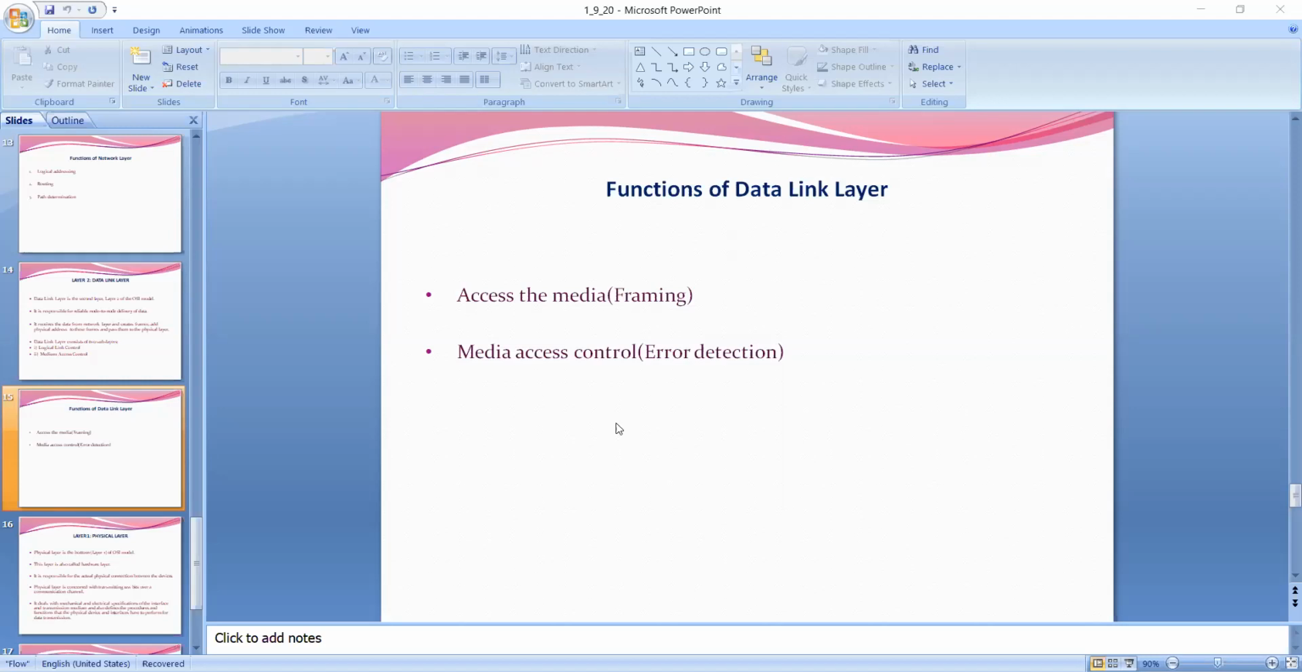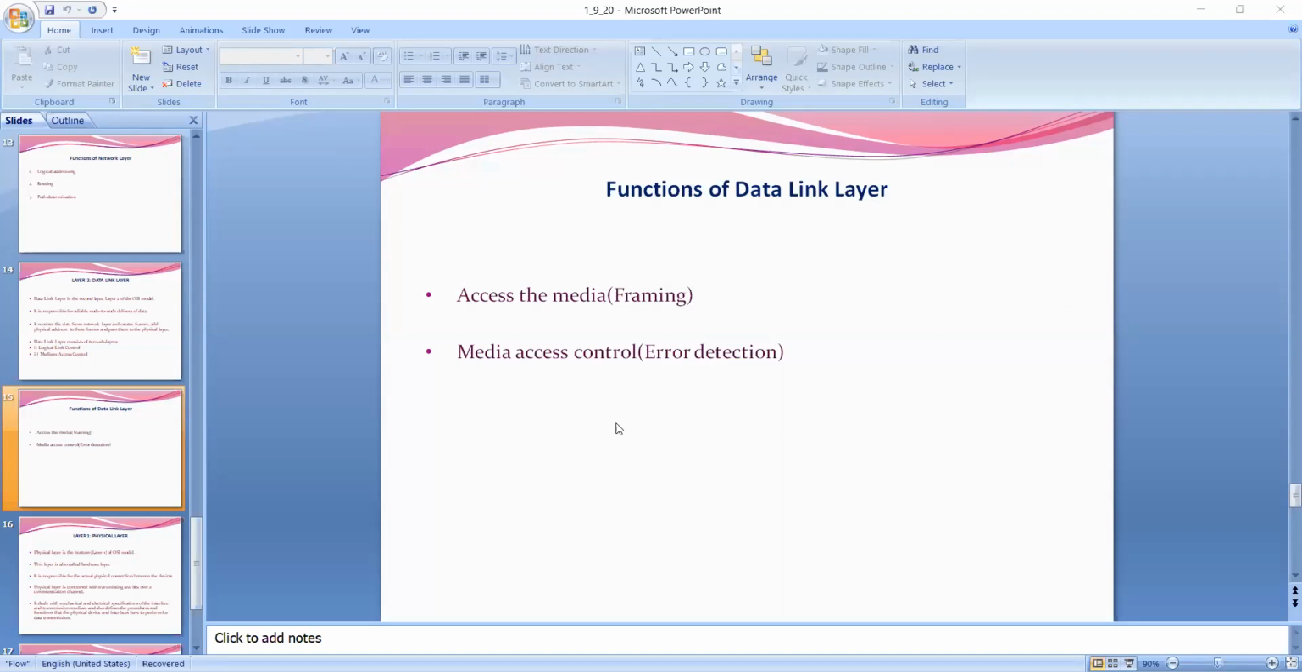which results in a useless message. So in order to avoid that, the data link layer keeps an eye on when the shared media is free. Then it gives the information to the computers to send the data. So it is useful when there are so many computers sharing the same media. In order to avoid the overlapping of the messages, the data link layer uses this function.